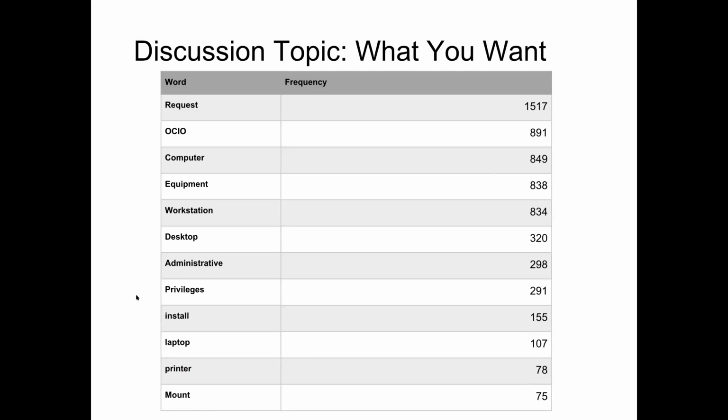And so what you're seeing on this one is the words computer, equipment, workstation, desktop. Some of these would very much be considered synonyms. I can see there's a lot there about privileges. Administrative is showing up. And as I'm looking at this, it's not telling me enough. And we'll go to my last slide here.